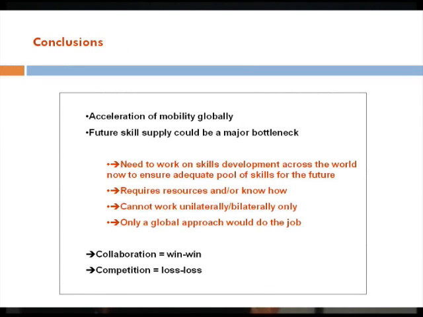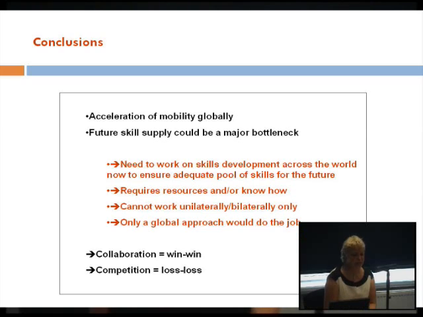The conclusions, what we should take out of this work, are, first, it is very likely that there will be a sharp acceleration of mobility globally. Second, the future skills supply could be a major bottleneck in these pictures. So the conclusion is that we need to work on skills development across the world now to ensure an adequate pool of skills for the future.